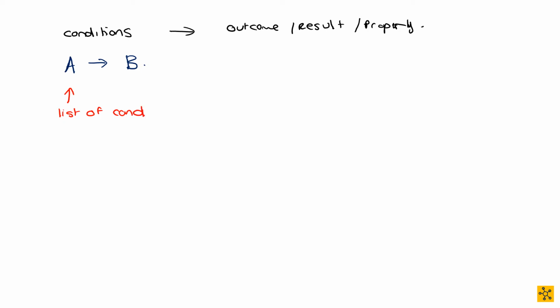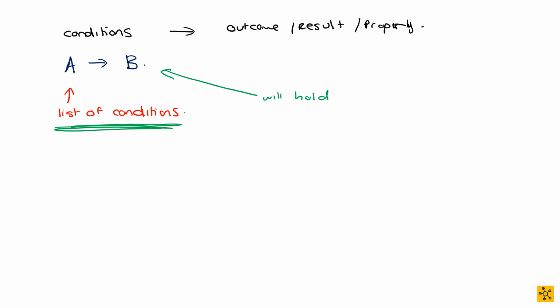And then given that all the conditions are met, so given that you have all of these conditions, it implies that B will hold or exist. Hold, exist, whatever, it depends on the actual theorem that you're doing.